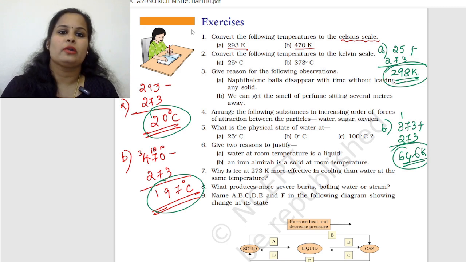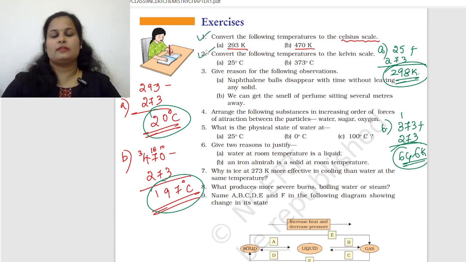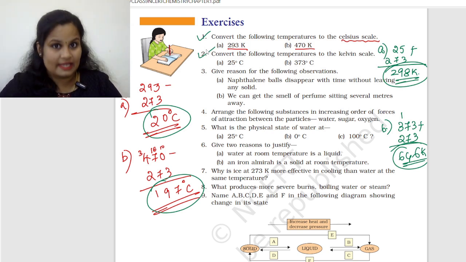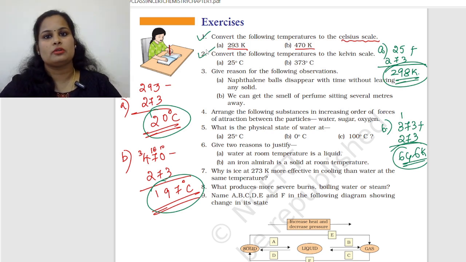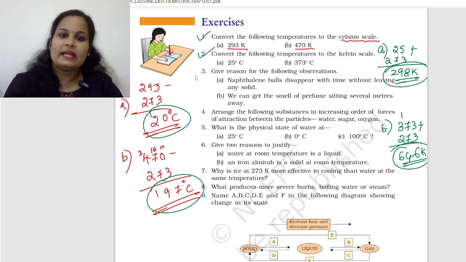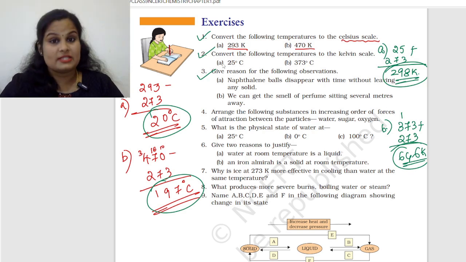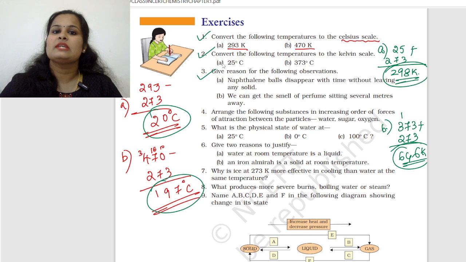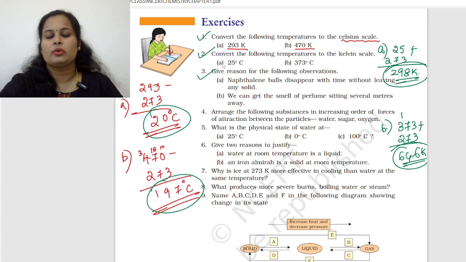Give reason for the following observation. So these kinds of conversions you can for sure expect for your exam. Why? Because just one numerical, just unit conversion, is there in this particular chapter. And give-reasoning type questions, yes, you can surely expect. Why? Because reasoning type questions are more in this particular chapter. Because this is a sort of theoretical chapter only.